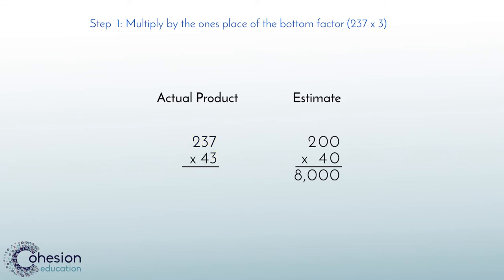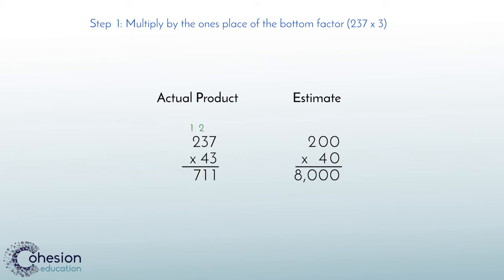First, multiply the 3 times the 7 for a product of 21. Put the 1 in the ones place and regroup the 2 in the tens place. Next, multiply 3 times 3 and add the regrouped tens for a total of 11. Put the 1 in the tens place and regroup the 100. Lastly, multiply the 3 times 2 and add the regrouped 1 for a total of 7.